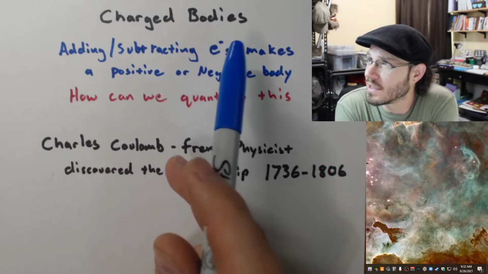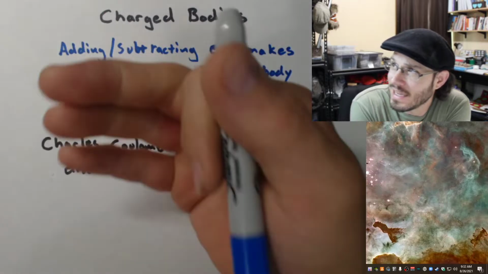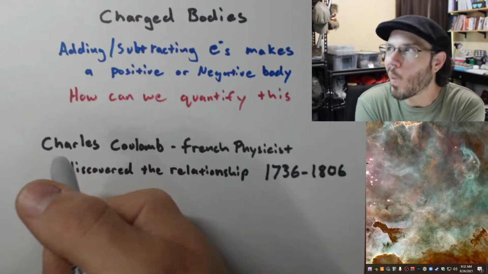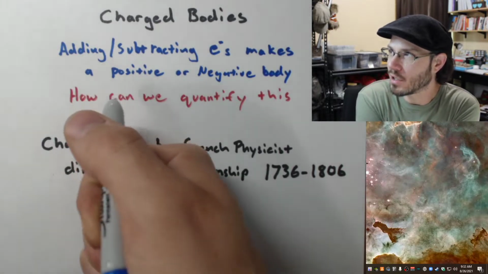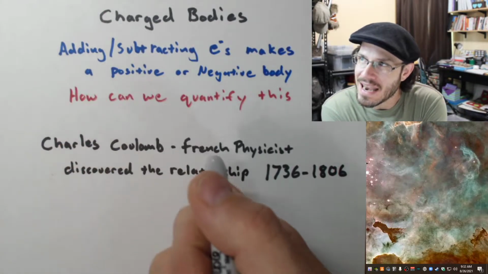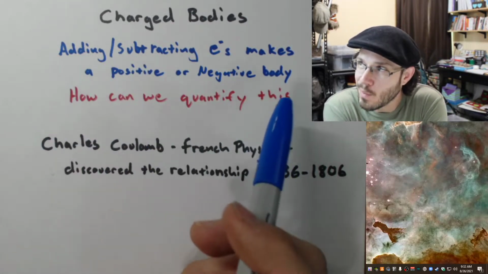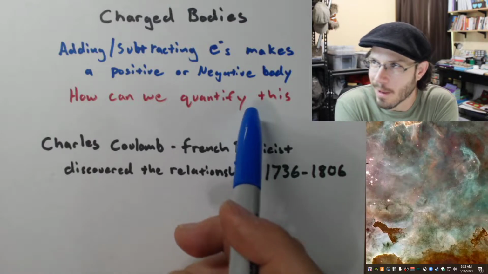We took some electrons and we either took the electrons away, making a net positive body, or we added some electrons and made it a net negative body. Here's what we care about now, is how can we go ahead and quantify this a little bit.